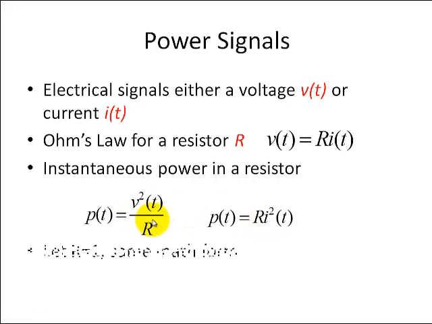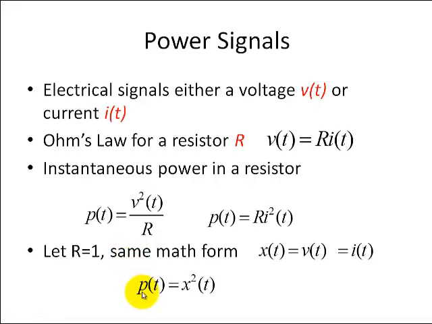Because these two equations have the same form, we can let x(t) equal v(t) as well as i(t), the voltage and the current. So in signal analysis, when we let R equal 1, we just have to deal with one variable, namely x squared of t, which denotes the instantaneous power.